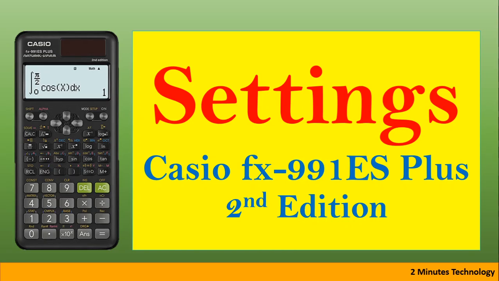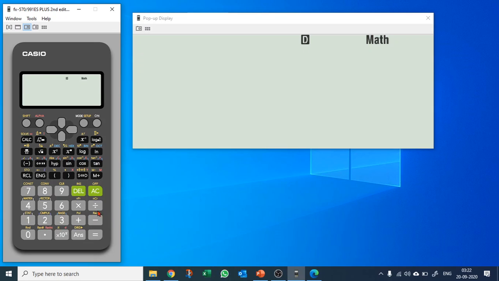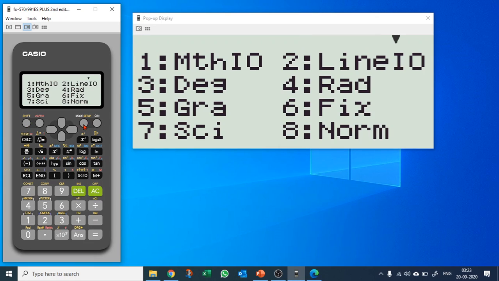In this video, I am going to explain how to change the settings of the Casio fx-991ES Plus calculator. In order to do the settings, we'll go to setup by pressing shift and mode button. And I will explain one by one what all are there.